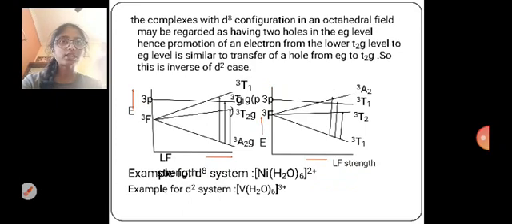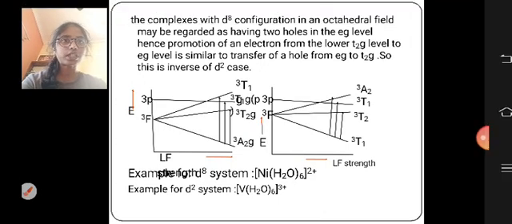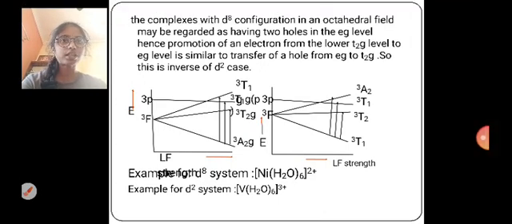The complexes with the D8 configuration in an octahedral field may be regarded as having two holes in the Eg level, hence promotion of an electron from a lower T2g level to an Eg level is similar to the transfer of a hole from Eg to T2g. So this is the inverse of a D2 case.